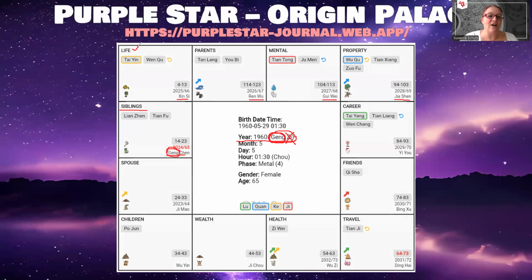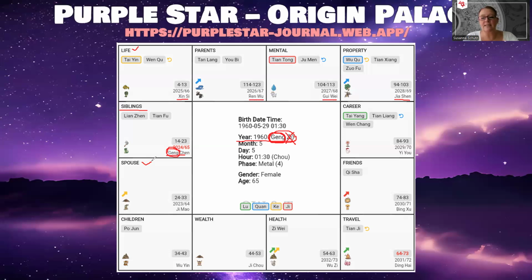Now, let's say you have your year stem in the spouse palace, which is this one here. Now, the distribution of the palaces may look different on each chart. Yeah, this is just a sample chart. Your life palace, siblings palace, spouse palace, they may be in different locations in your own chart. But there will always be the same sort of palaces.